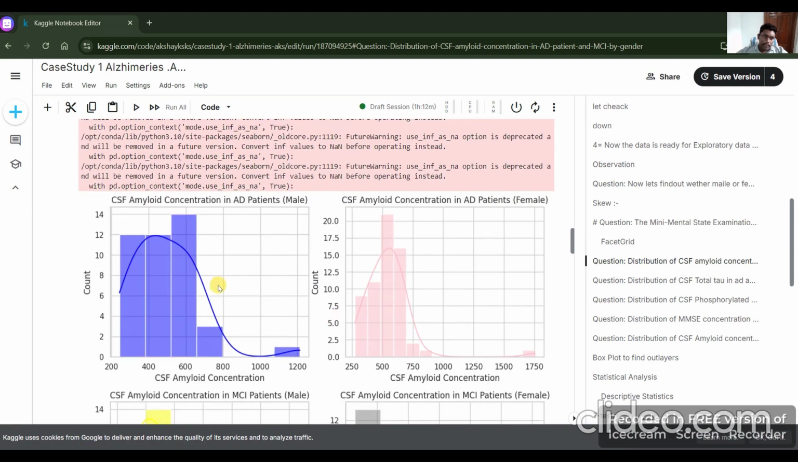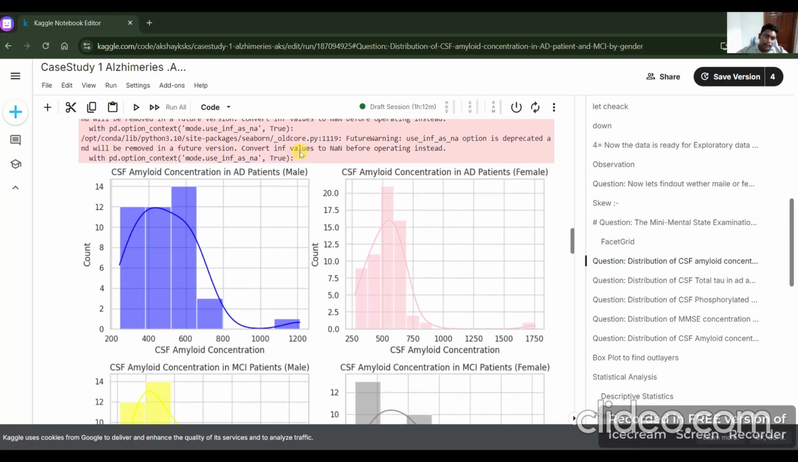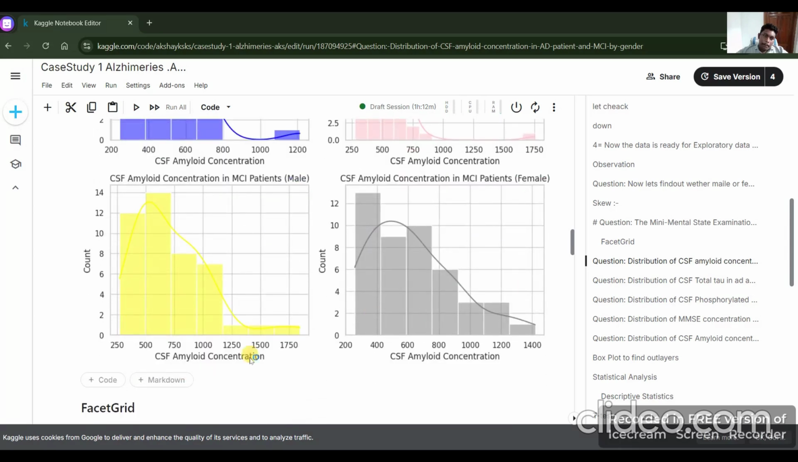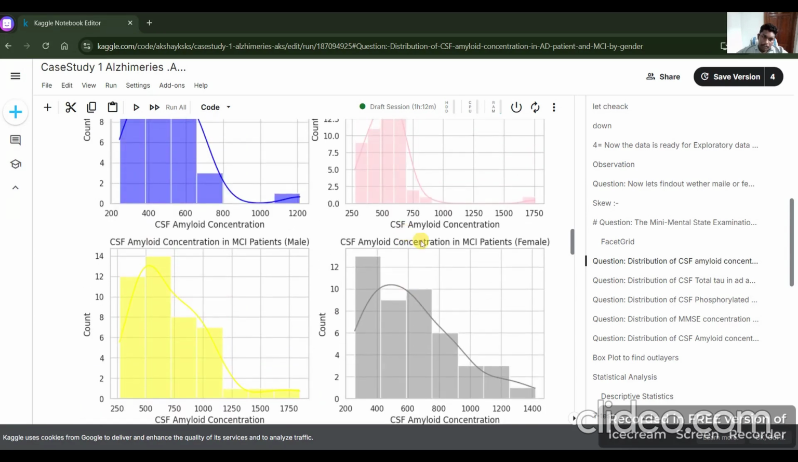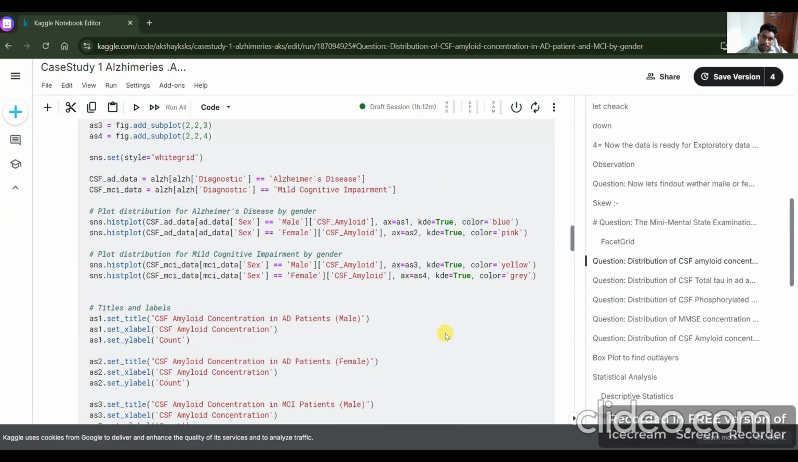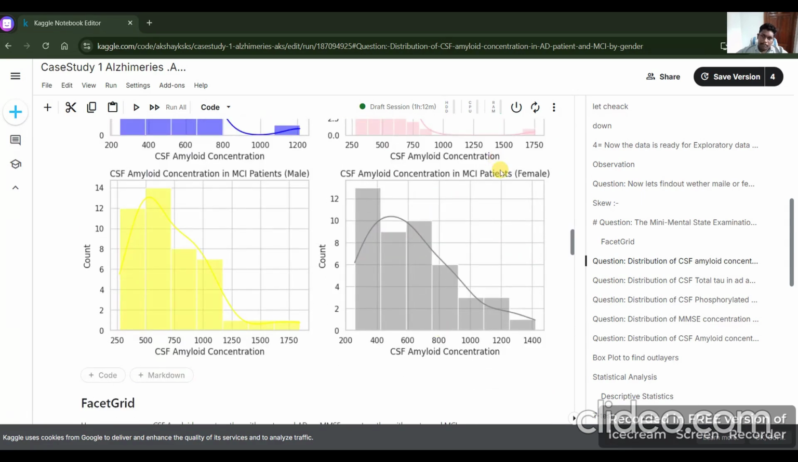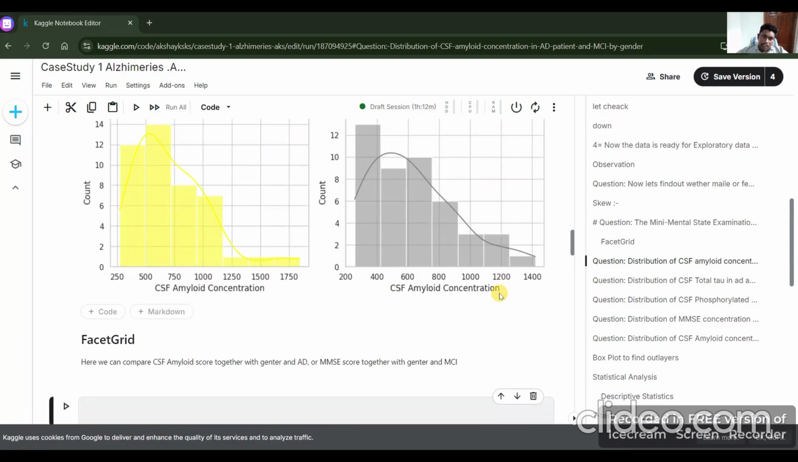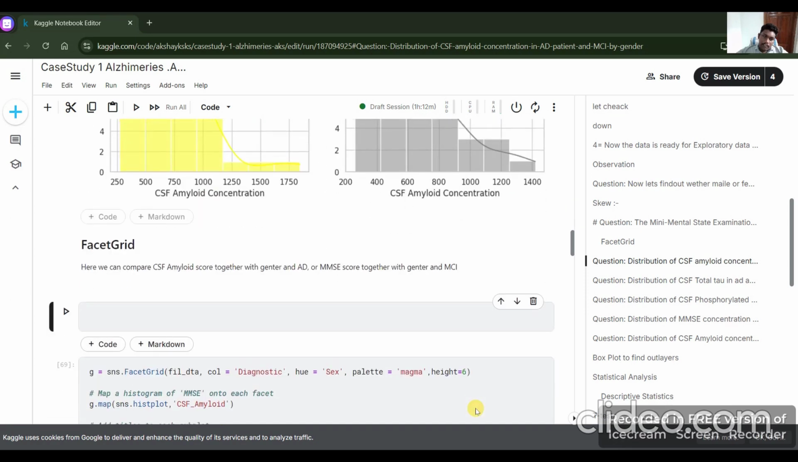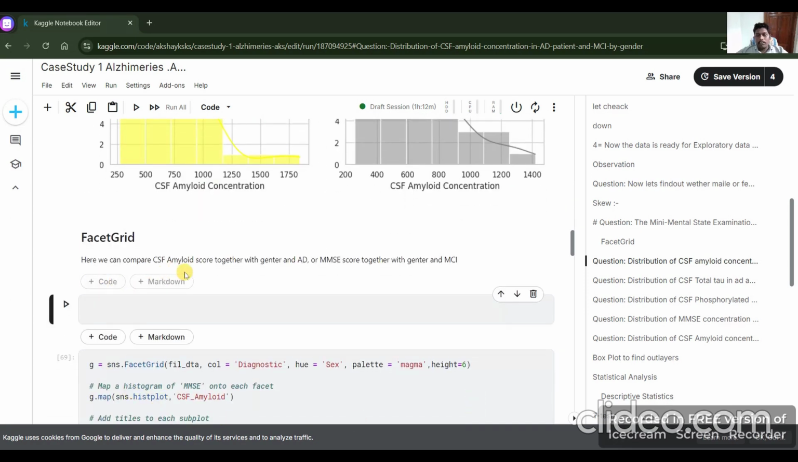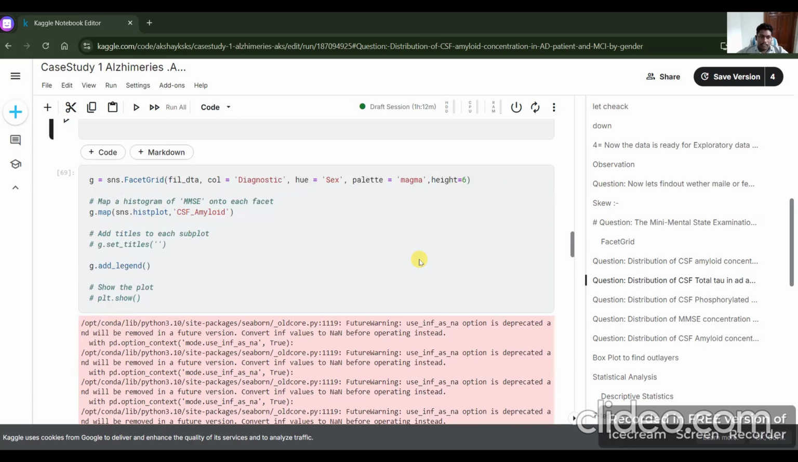Then we can see the graph here: amyloid concentration, AD patient male graph and then female graph, and the female MCI patient graph. That is how we can compare CSF amyloid score together with gender and AD or MMSE score, together with gender and MCI.